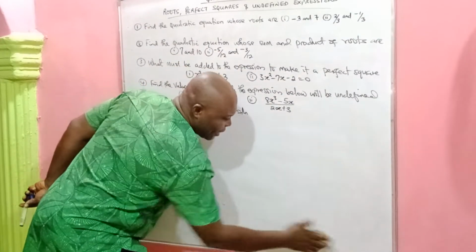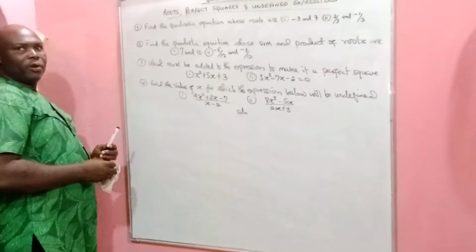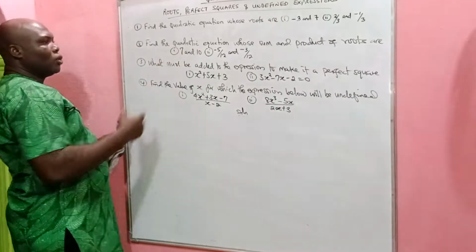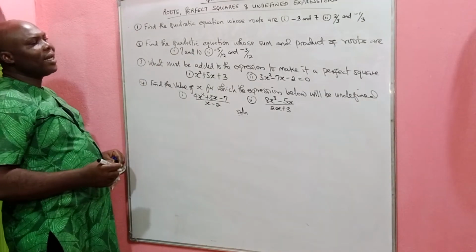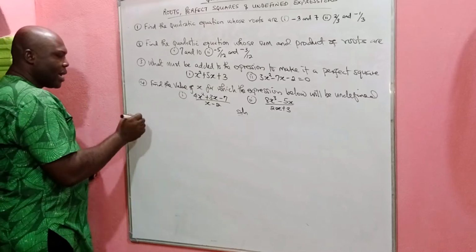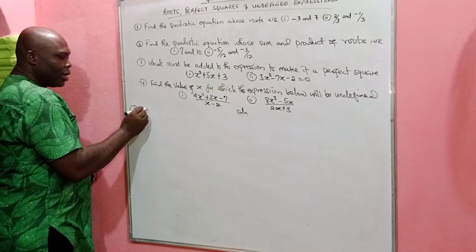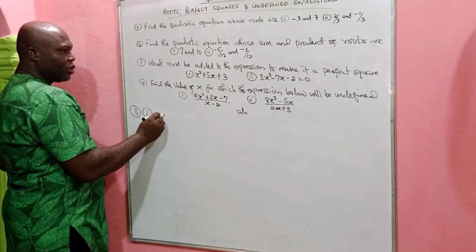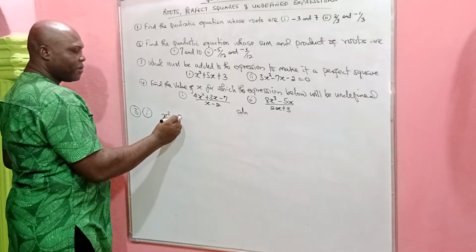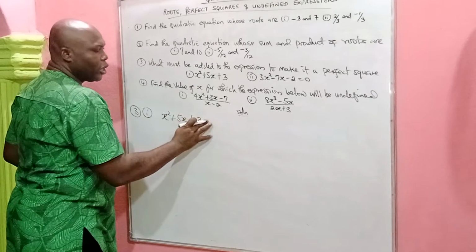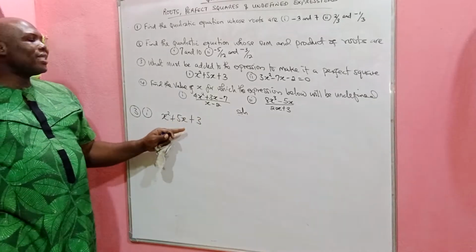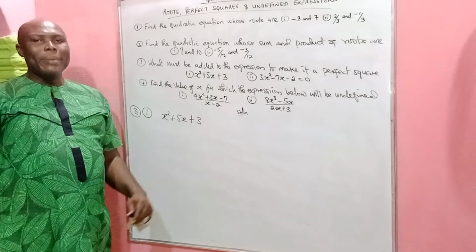These are the aspects of quadratic equations people run away from, because they just tell you to do these things. Number 3, they say what must be added to the expression to make it a perfect square? Number 3 I, we have been given an expression x squared plus 5x plus 3. They want to know what term will be added to this to make it a perfect square.